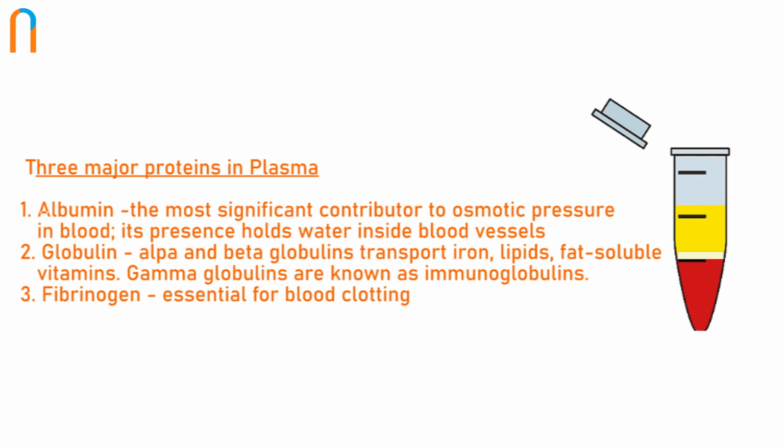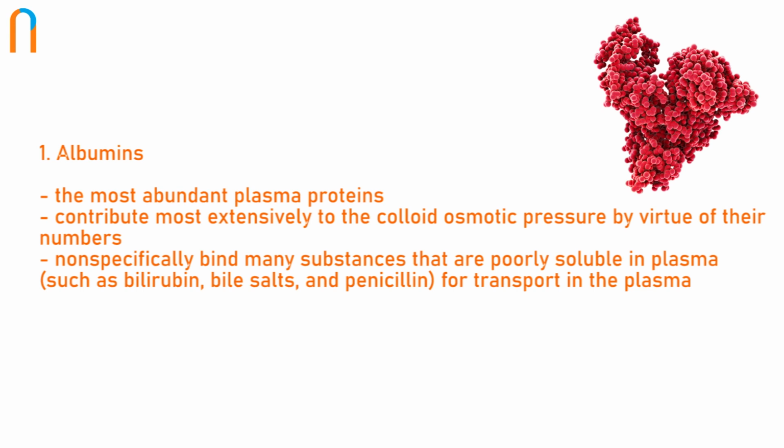Three groups of plasma proteins, albumins, globulins, and fibrinogen, are classified according to their various physical and chemical properties. Albumins, the most abundant plasma proteins, contribute most extensively to the colloid osmotic pressure by virtue of their numbers. They also non-specifically bind many substances that are poorly soluble in plasma, such as bilirubin, bile salts, and penicillin, for transport in plasma.